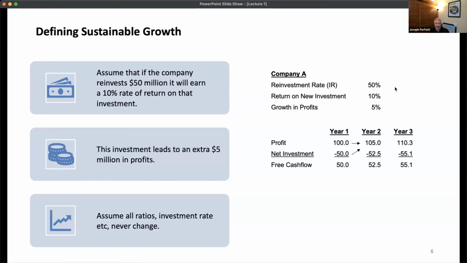Question. If I want to grow at 10% a year, not 5% a year, how does this company do it? If they want to crank up the growth rate, how does this company grow faster? Increase the reinvestment rate. To what percent? Say I want to grow 10%. What does the reinvestment rate have to change to? 100%. It goes to 100%.